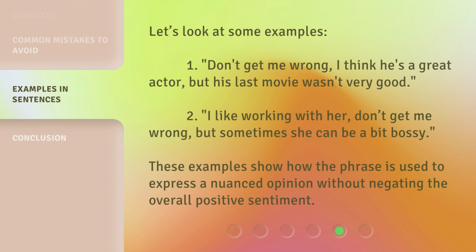Let's look at some examples. 1. "Don't get me wrong, I think he's a great actor, but his last movie wasn't very good." 2. "I like working with her. Don't get me wrong, but sometimes she can be a bit bossy." These examples show how the phrase is used to express a nuanced opinion without negating the overall positive sentiment.